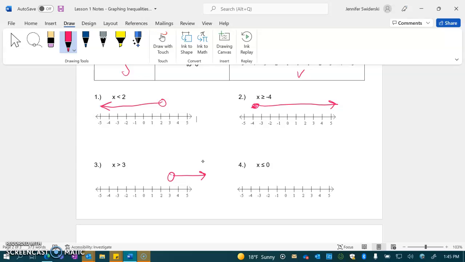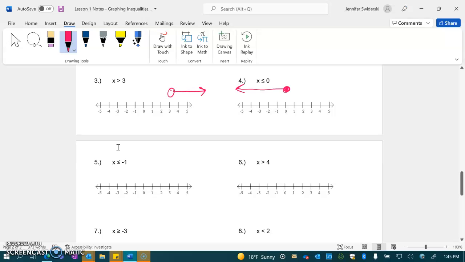Number 4, it says x is less than or equal to 0. I'm going to shade my circle at 0, have it go to the left. Number 5, x is less than or equal to -1, so I'm going to shade -1 and have that go to the left. 6 says x is greater than 4, so I'm going to have an open circle at 4 and have that going to the right.